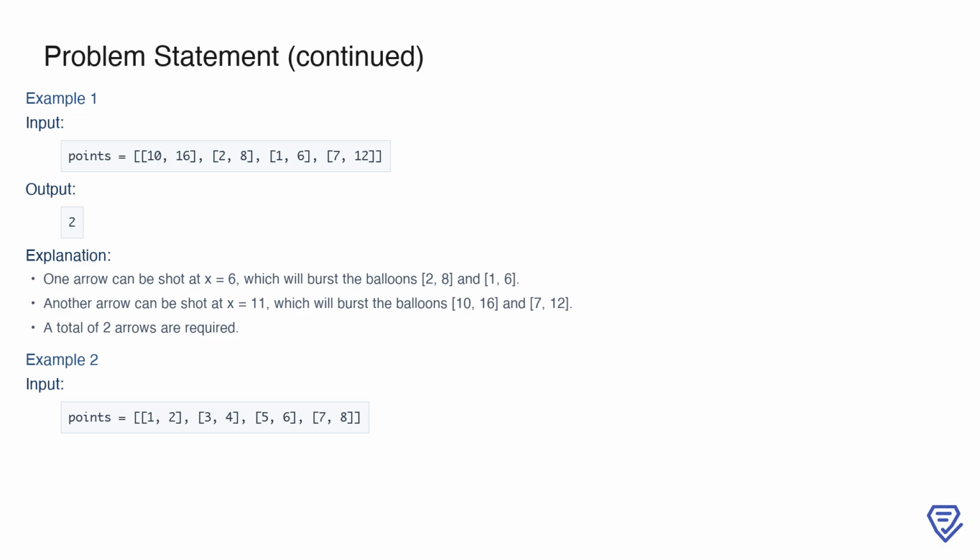Then, we can shoot another arrow at x equals 11, which intersects the remaining 2 balloons, [10, 16] and [7, 12]. This way, all balloons are burst with just 2 arrows. Therefore, the output for this example is 2, as we needed 2 arrows in total.